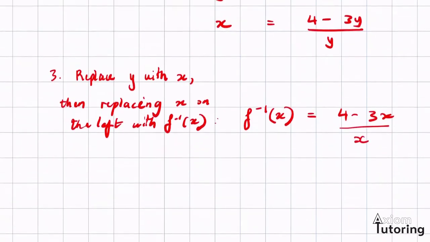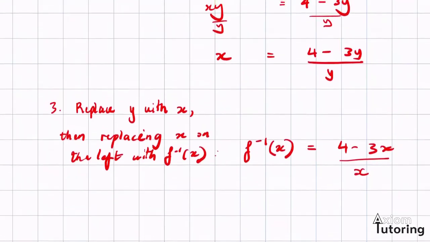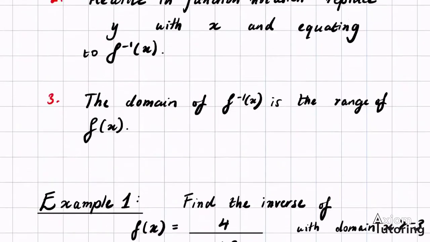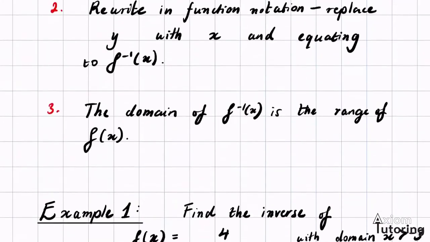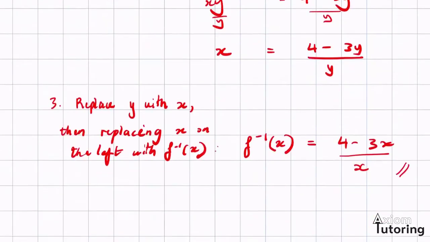And so now the domain of our function f of x is the range of our new function, and the domain of the inverse of f is the range of f of x. So that's how we found the inverse function of our function f of x using algebra.